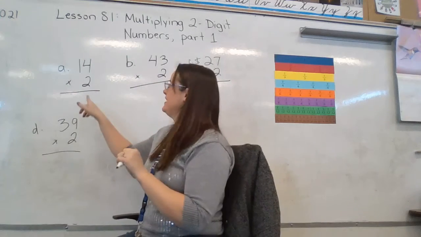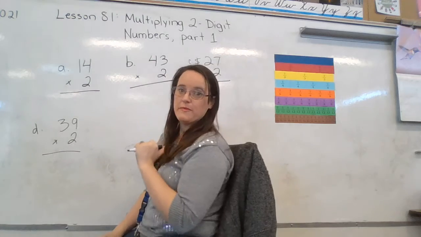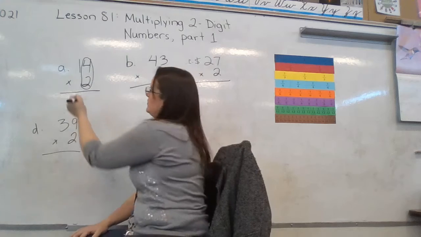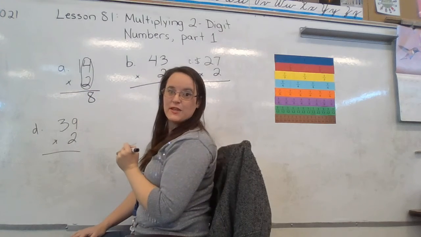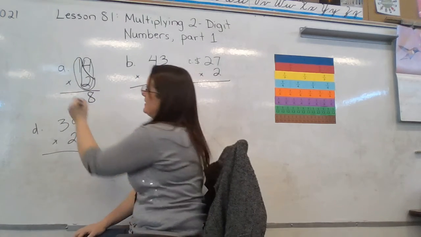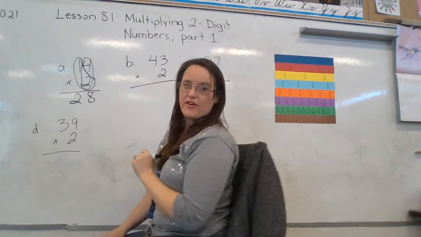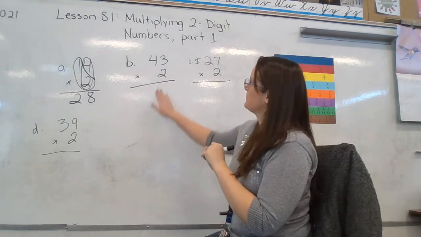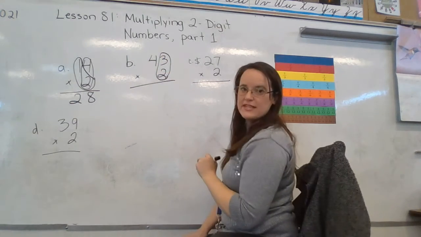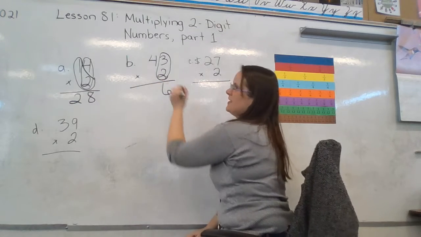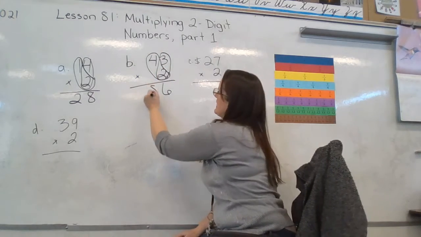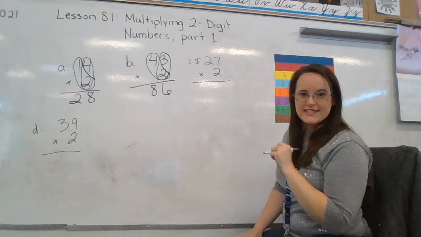Okay, so our first one is 14 times 2. Remember, we want to multiply the ones place first. So 4 times 2 is 8. Then we multiply the tens place. 2 times 1 is 2, and our answer to A is 28. B, 43 times 2. Multiply our ones place. 3 times 2 is 6. Multiply our tens place. 2 times 4 is 8, and our answer is 86.